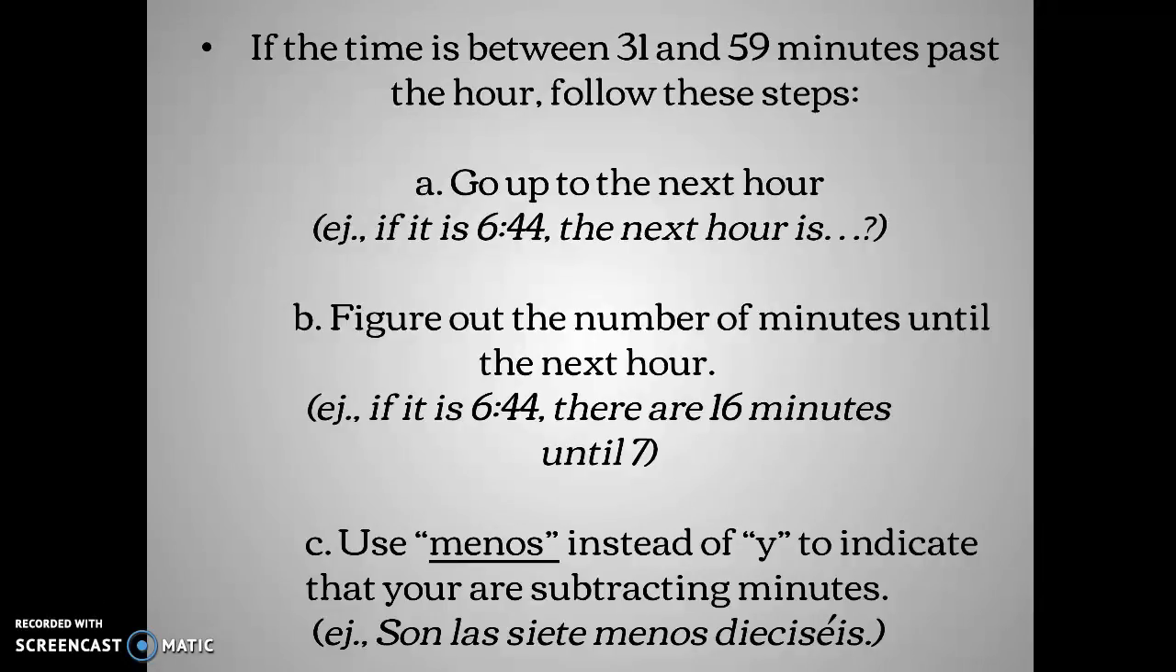Now what you have to do is put everything together. We've already started off with son las siete to say it is 7 o'clock. Now what we do is we use the word menos or minus instead of y to indicate that we are subtracting minutes from the next hour. We already figured out that there are 16 minutes until 7 o'clock. So what we need to say is that the time is 7 minus 16. In other words, son las siete menos dieciséis. It's another way of saying, well, there are 16 minutes until 7 o'clock.